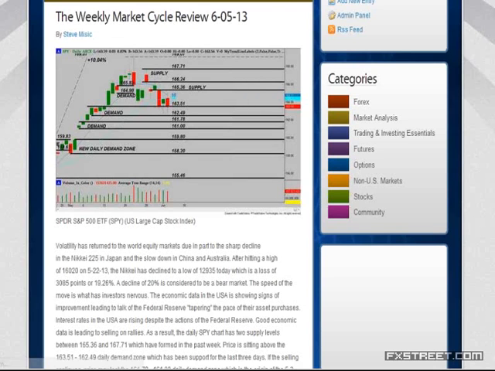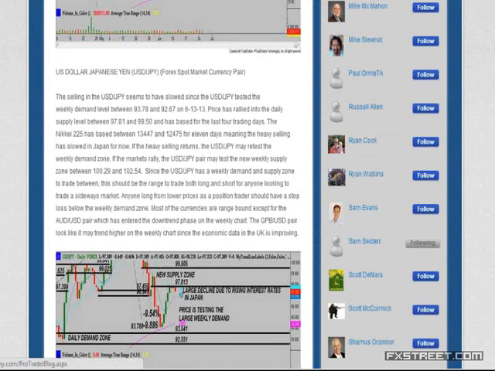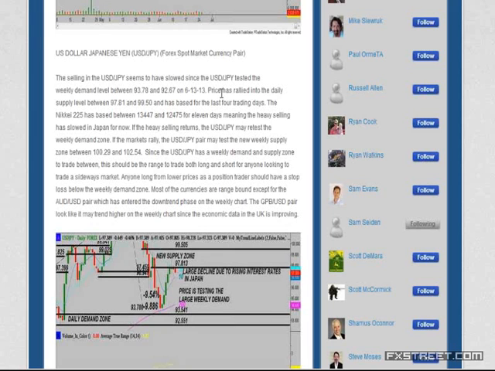The selling in the yen seems to have slowed since the dollar-yen tested the weekly demand on 6/13. Prices based for the last 4 trading days. The Nikkei is now based between 13,447 and 12,475 for 11 trading days, meaning that the heavy selling has slowed in Japan. So at this point, we're going to end it at the very end of June. We'll pick it up again for next month's webinar.